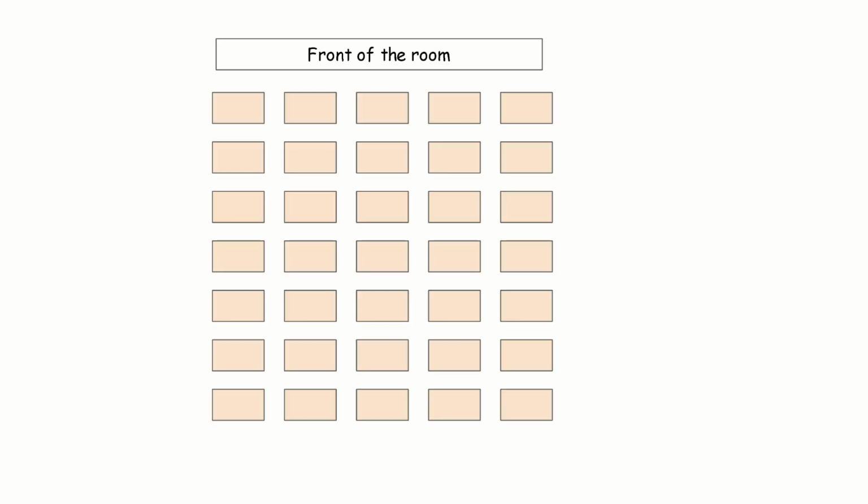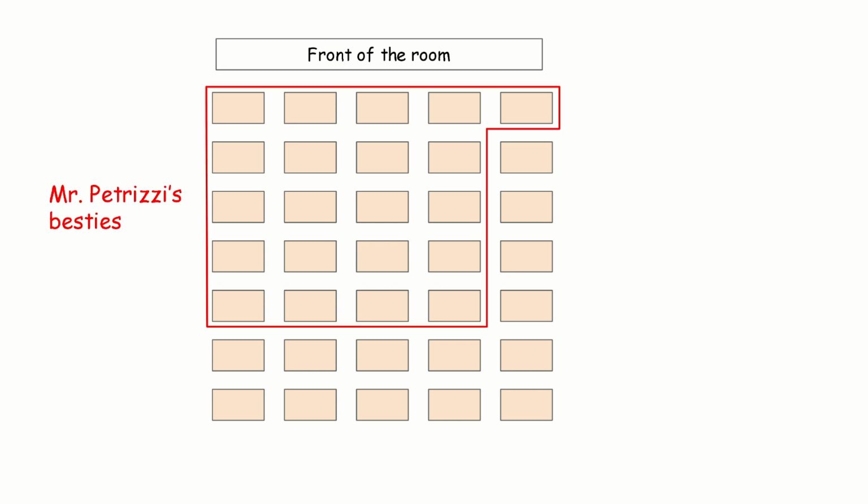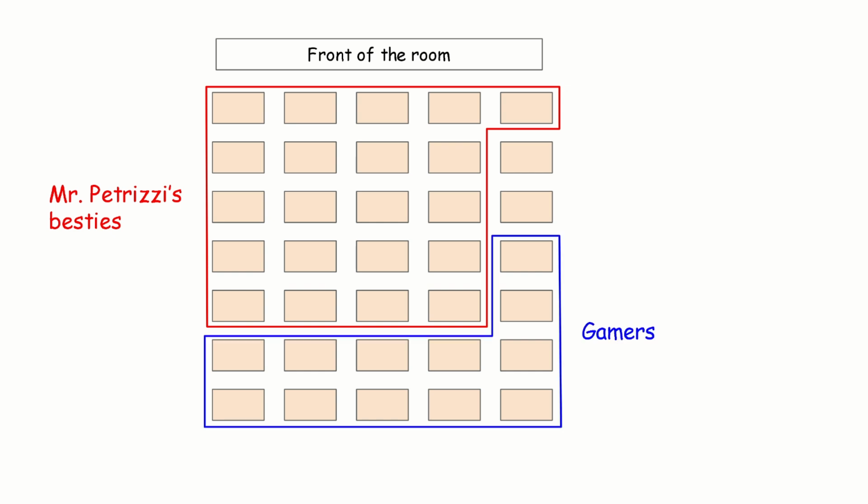By the middle of the year, you've started getting the hang of things, and different groups separate the classroom. First, you have Mr. Petrizzi's best friends. These students actually pay attention to the lectures, answer questions, and laugh at his jokes. Next, you have the gamers. These people look like they're paying attention, but if you ask them what we learned in class, they'll just say, "Sorry, I was grinding Clash Royale."